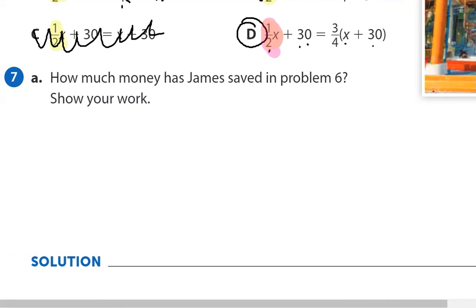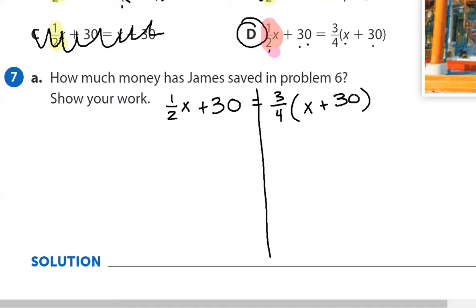Okay, so I'm copying over the equation from D. That's 1/2 of X, 1/2 of his sister's savings. And he'll save 30 more, and that will be equal to 3/4 when his sister saves 30 more. Okay, line down the middle.